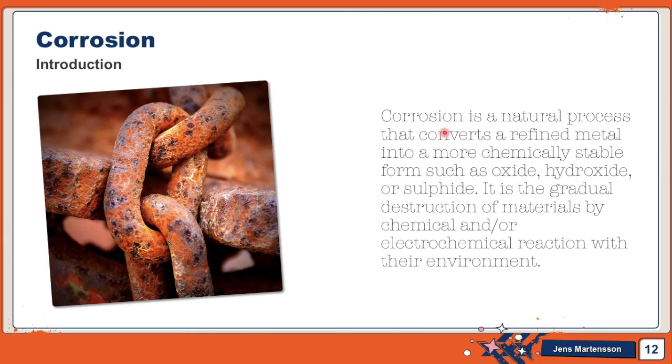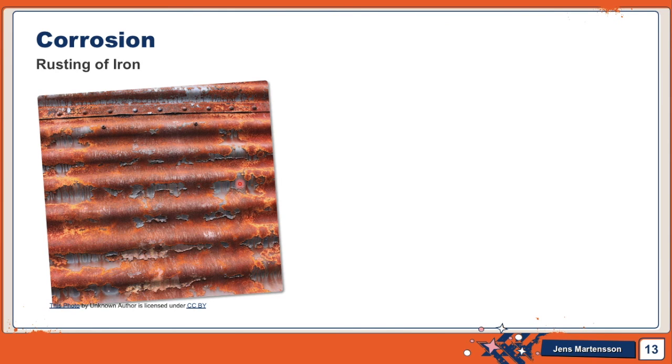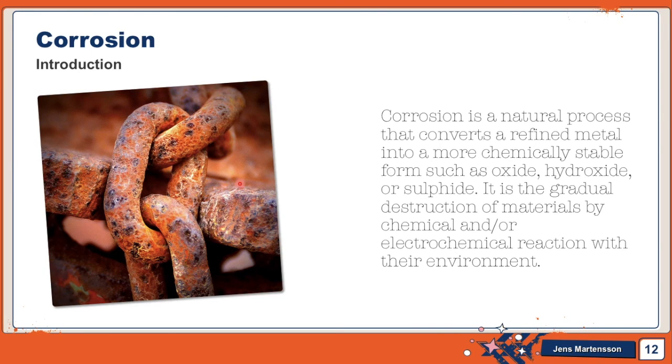Corrosion is a natural process that converts a refined metal into a more chemically stable form, such as oxide, hydroxide, or sulfide. It is the gradual destruction of metals by chemical and or electrochemical reaction with the environment. Very complex definition, but you just need the basic understanding of it. You don't need to learn this big dangerous definition.